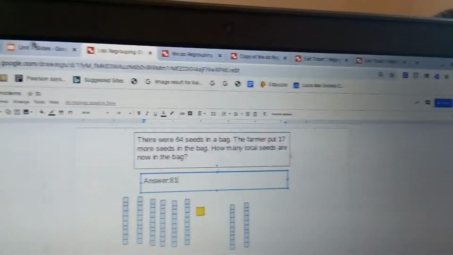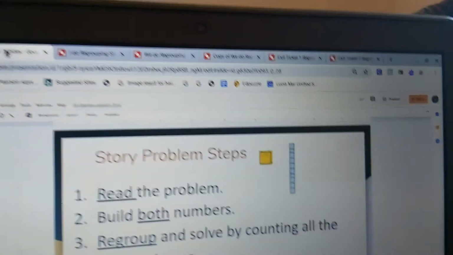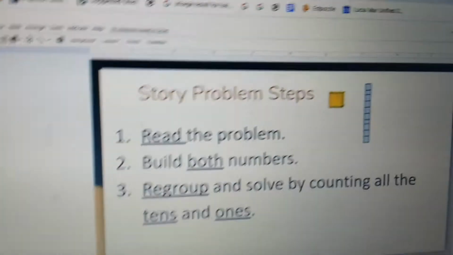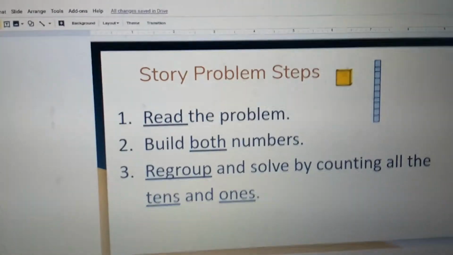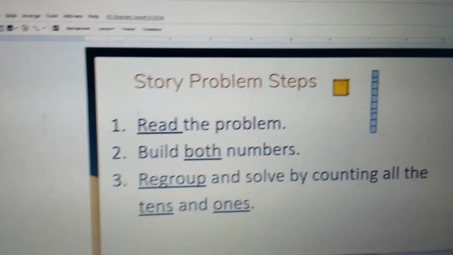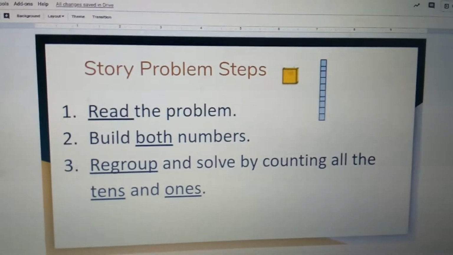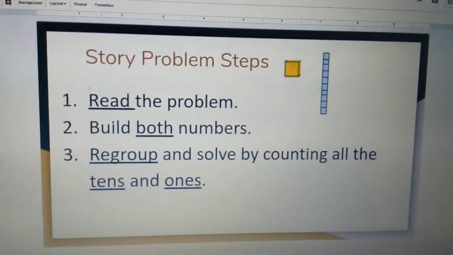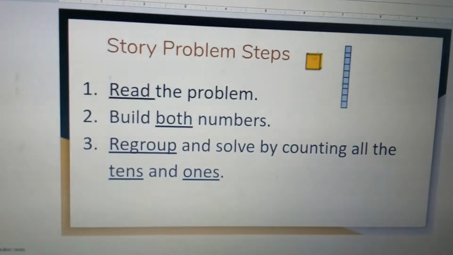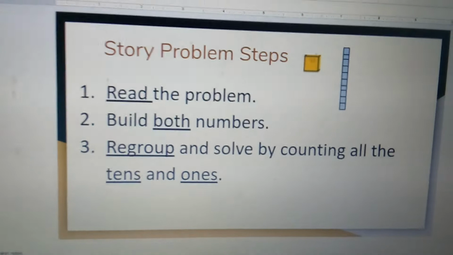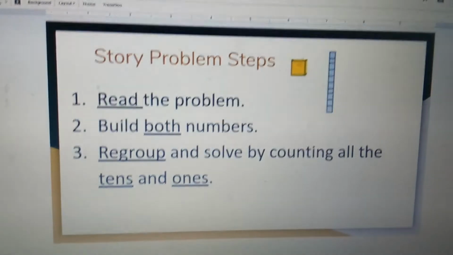You guys did a great job watching me complete our steps of first, reading the problem. You saw that I built both numbers. And finally, I regrouped and I solved by counting all the tens and ones. Let's see if now you can help me solve another problem.